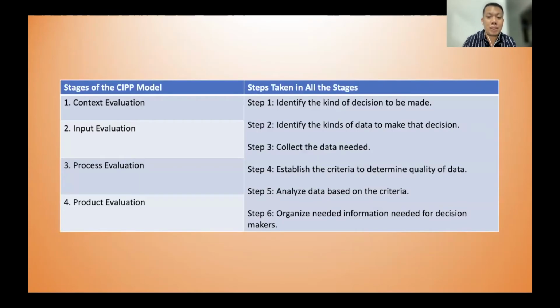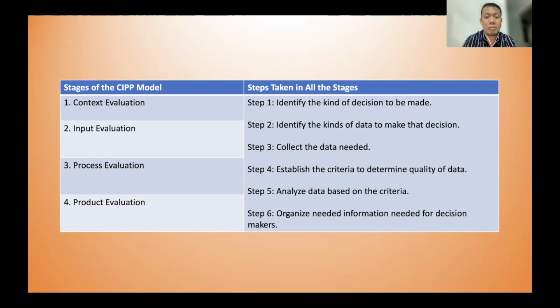Now, these are the steps that you have to undergo in order for you to follow the CIPP model. So identify the kind of decision to be made, identify the kinds of data to make the decision, collect the data needed, establish the criteria to determine quality of data, analyze data based on the criteria, and organize needed information for decision makers. So for C, I have step 1. For I, I have steps 2 and 3. P for 4 and 5. And 6 for product evaluation.